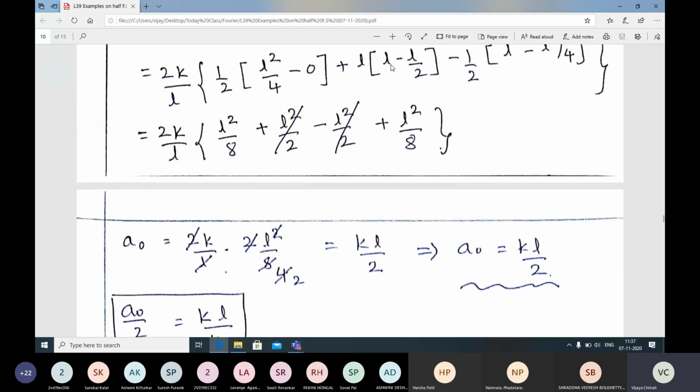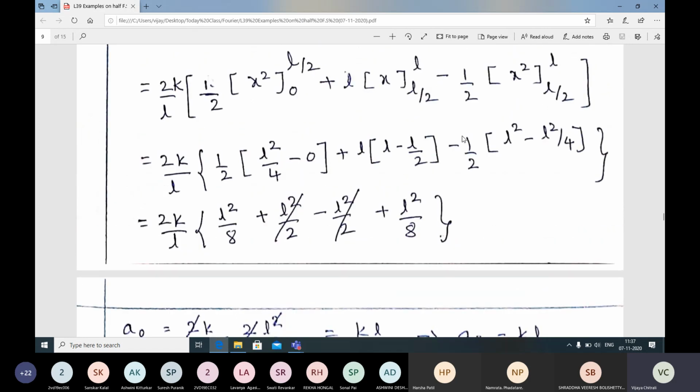I'll explain it once again. First simplify this one. L minus L by 2, take LCM. LCM is 2. So where nothing is written, 1 is also there. Multiply this with 2, and 2 is there. Multiply this with 1. So 2L minus L is L. The denominator is 2. So L by 2 into L is L square by 2.